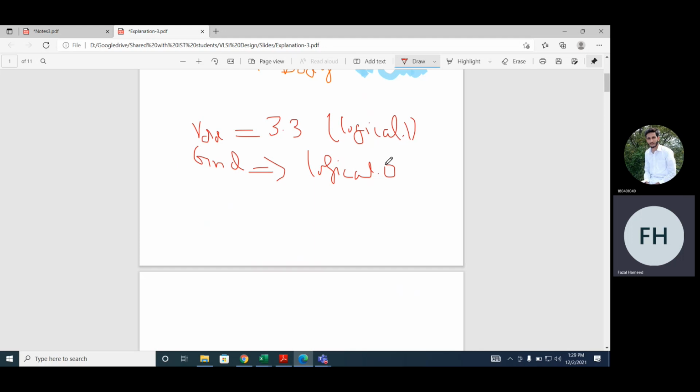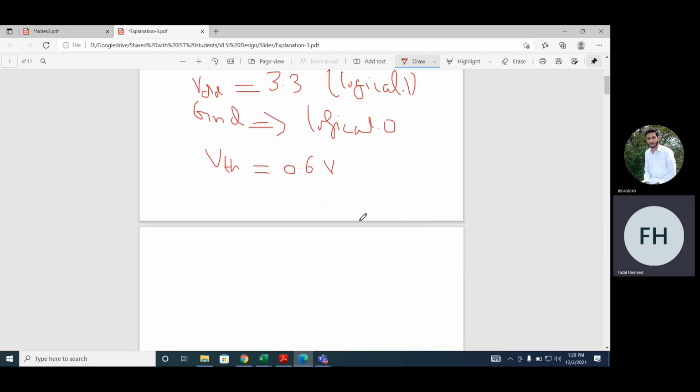And the amount of voltage that is applied at the gate terminal for the channel formation, we call it a threshold voltage, VTH. And let's assume this threshold voltage is 0.6 volt. So when there is a logical 0 on the gate terminal, no channel will be formed.